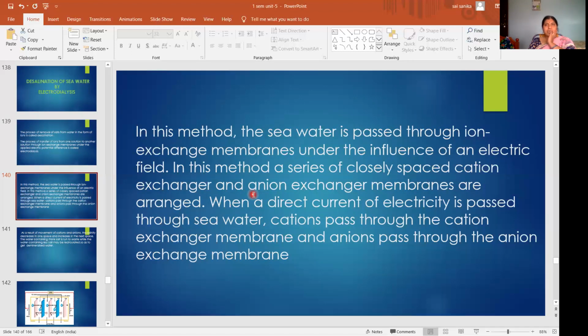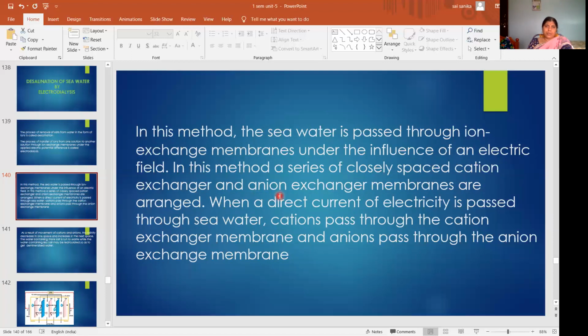Then what is happening? So the cations will move towards cathode through cation exchange membrane and anions will move to the anode through anion exchange membrane, because cation exchange membrane itself is negatively charged membrane and anion exchange membrane itself is positively charged membrane. So like that, whatever the ions present in the salt water, they will be removed off and you will get a fresh water.